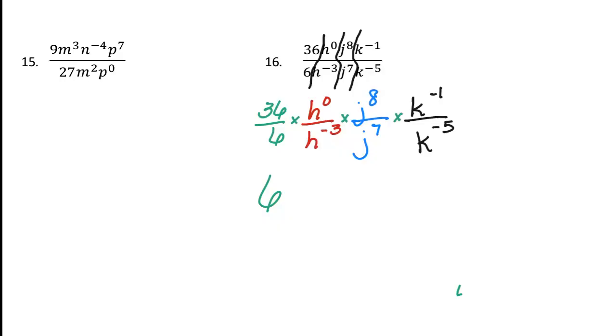When you divide powers that have the same base, what do I do with those exponents? Subtract. So this is going to be h to the 0 minus negative 3. So you've got a minus and a negative. That's a double negative. We can't have double negatives. So you add the opposite there. And yes, I know it's h to the 3, but I'm going to wait till the next time.